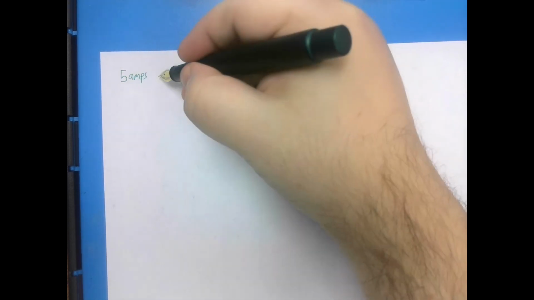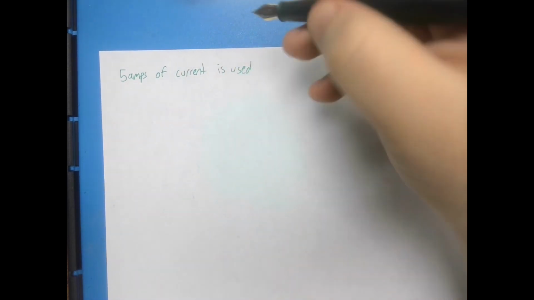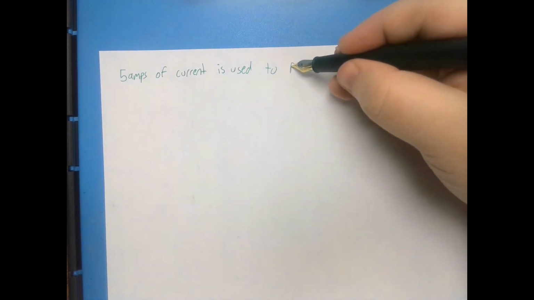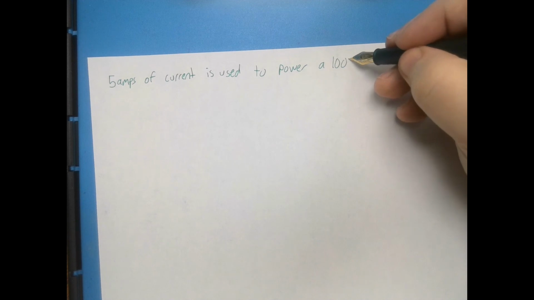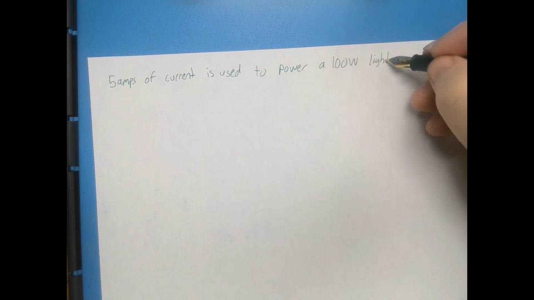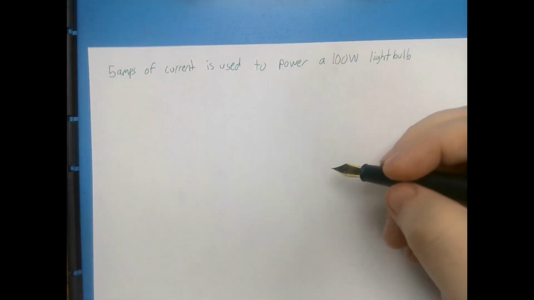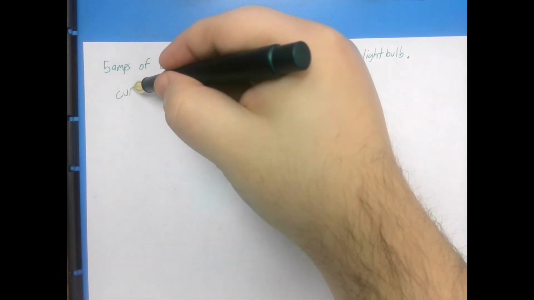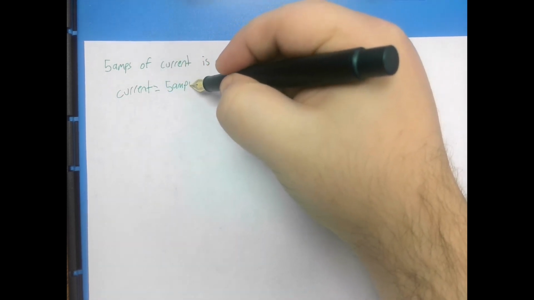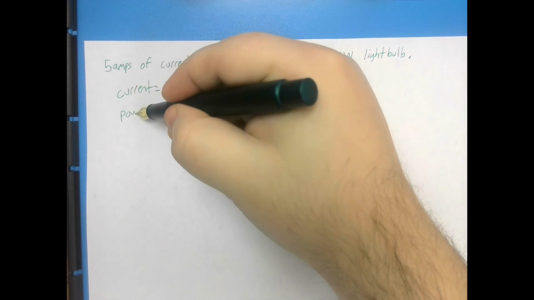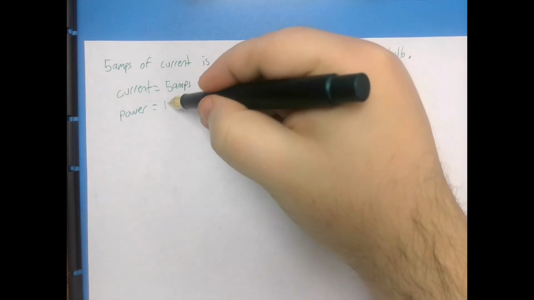Five amps of current is used to power a 100-watt light bulb. So our current is 5 amps. Our power used is 100 watts.